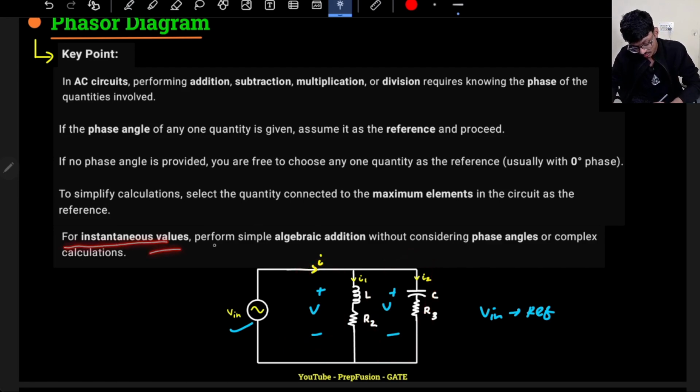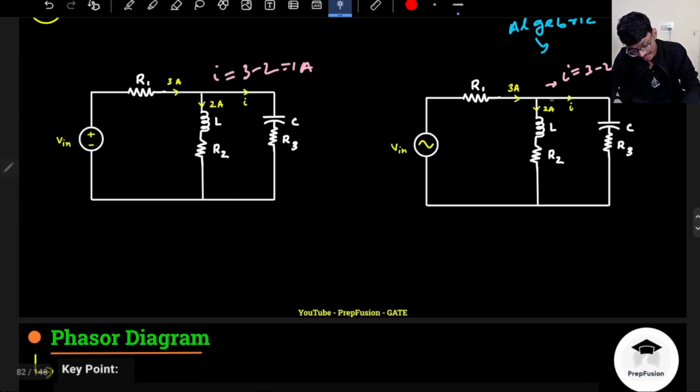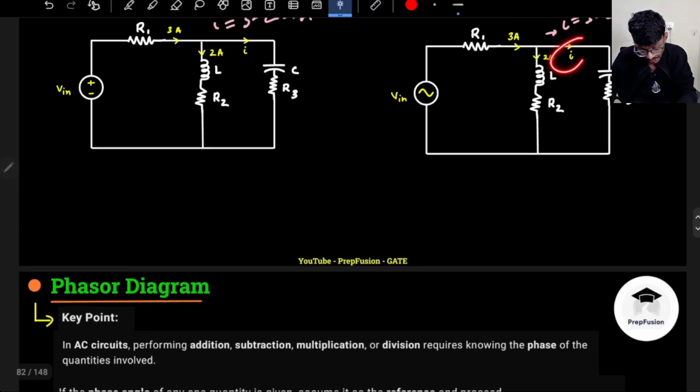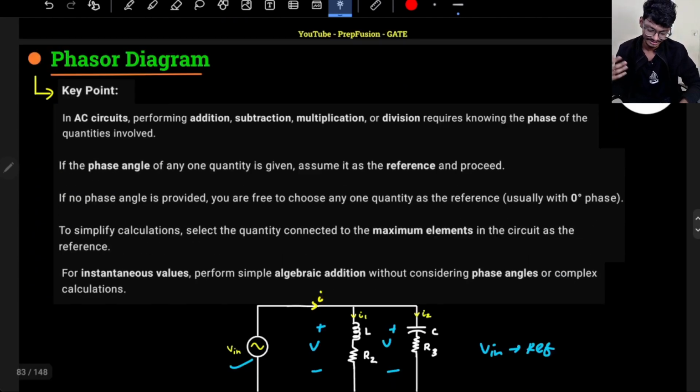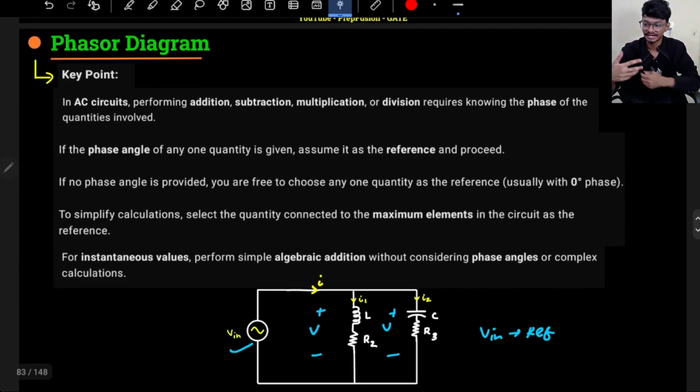For instantaneous values, perform simple algebraic addition. If I am doing simple algebraic addition, that means I am doing it for instantaneous values. Instantaneous means it is a function of t at that particular point of time, say t equals 1 second. What is the current here? Then it is fine, you can do algebraic addition and subtraction. But we are not always talking about the instantaneous calculation. In GATE, very rarely they have asked for the instantaneous value. Someday they will ask, and most students will not even understand that they asked for the instantaneous value of the phasor value.